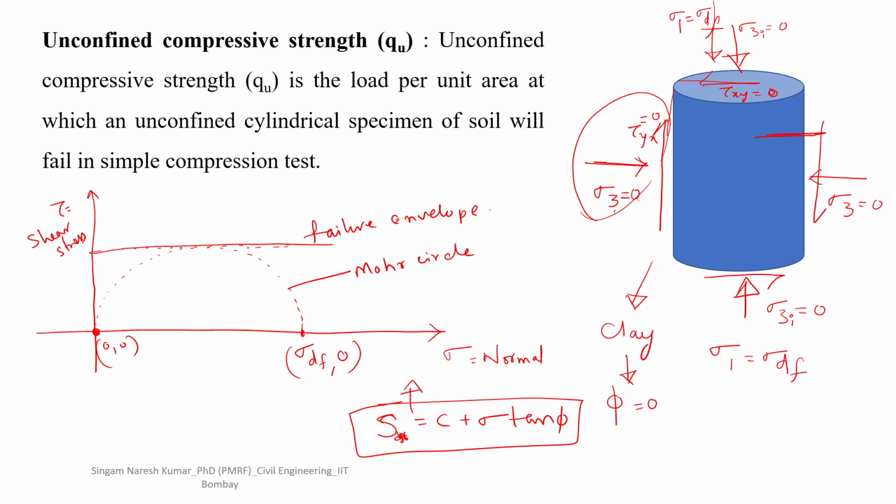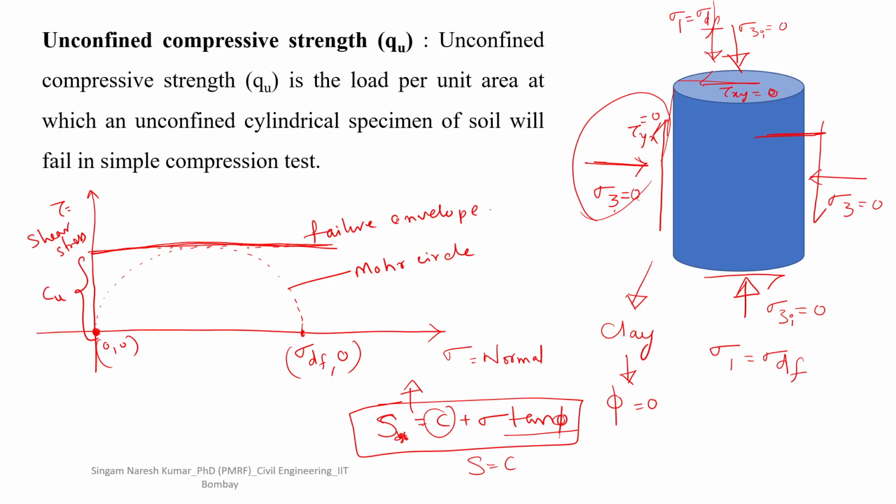Here, why did I draw a horizontal line? Because here phi equal to 0, tan 0 equal to 0, so S equal to C. When S equal to C, it will be horizontal, right? And C is what? Intercept. As it is done only on clay soils, in the undrained case, you can call it undrained cohesion.